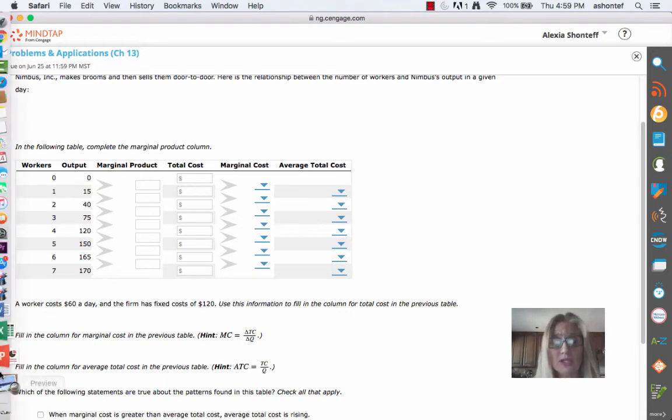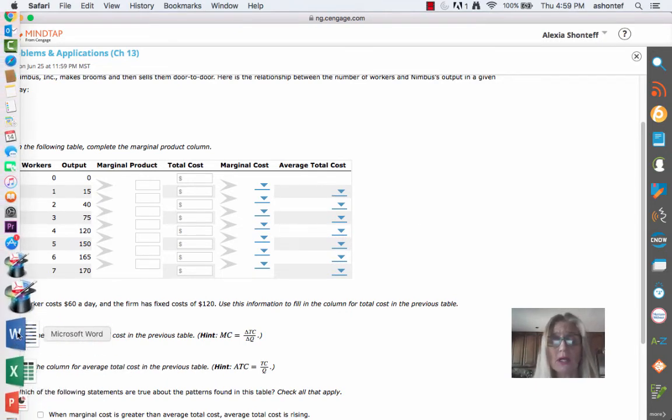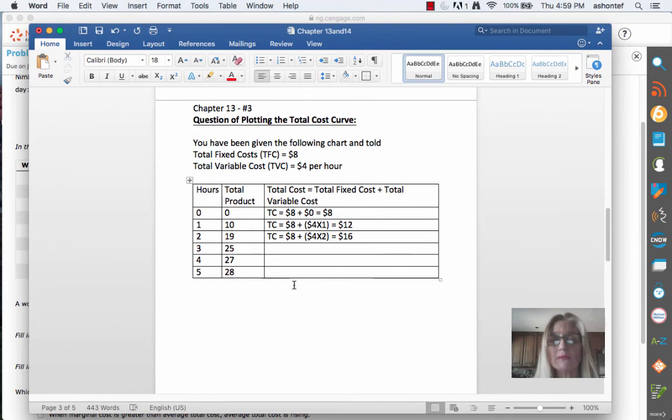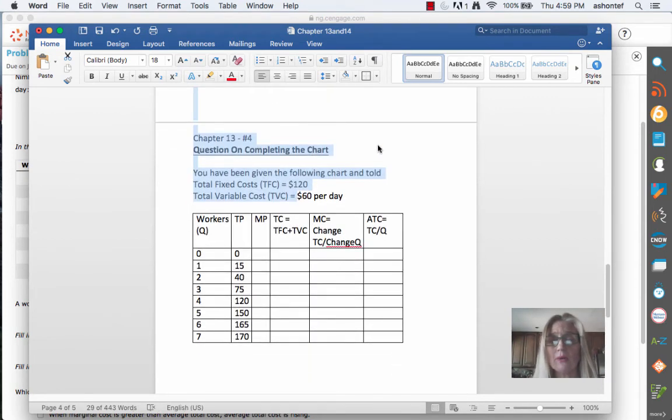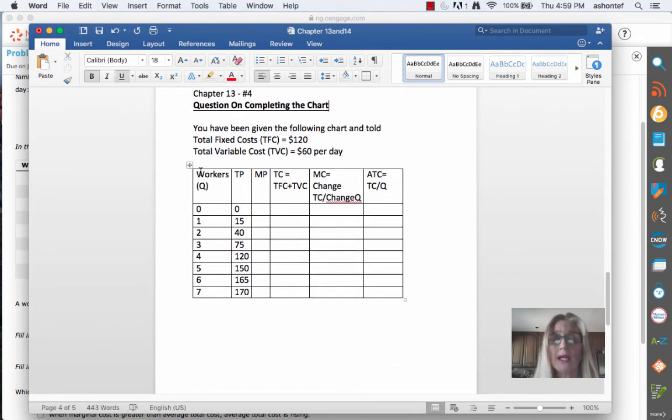So I'm going to go back to that Word document to help us with this. I'm going to scroll down to our question number 4. I've just taken the information that you've been provided in that homework question, and then we have these other columns that you're to fill out. So you're to fill out your marginal product, your total cost, your marginal cost, and your average total cost. And you have been told what your fixed costs are.